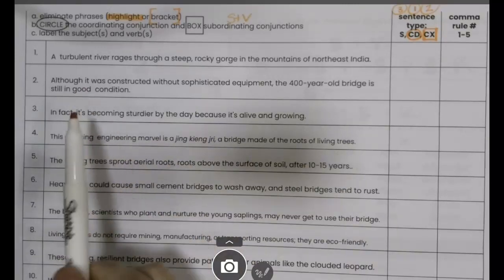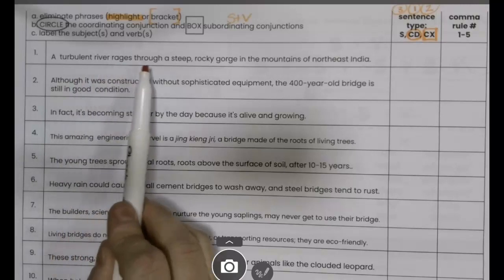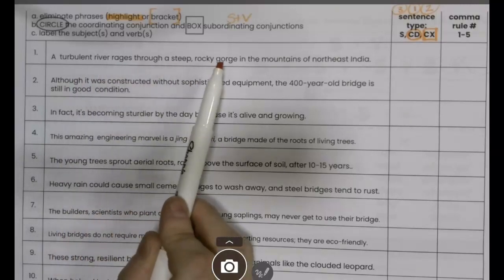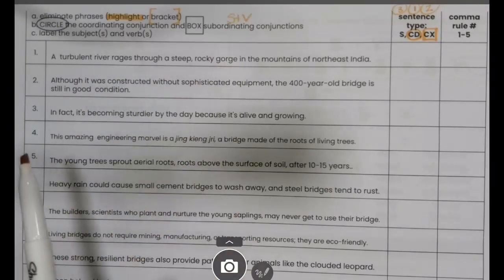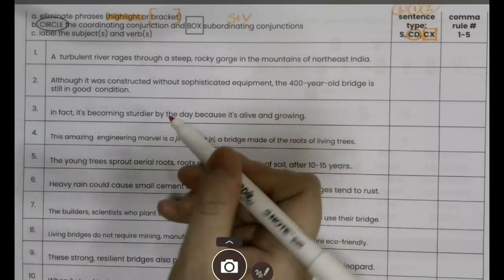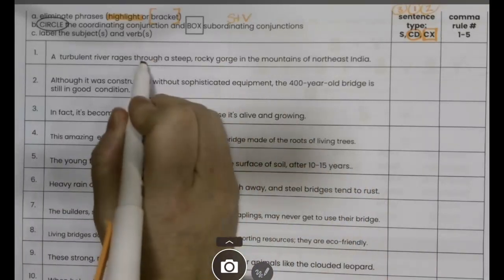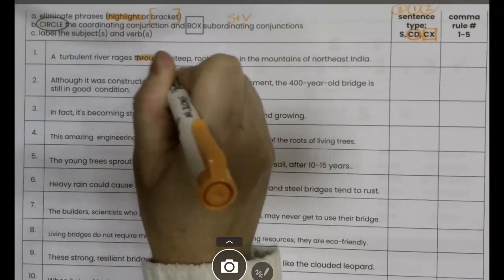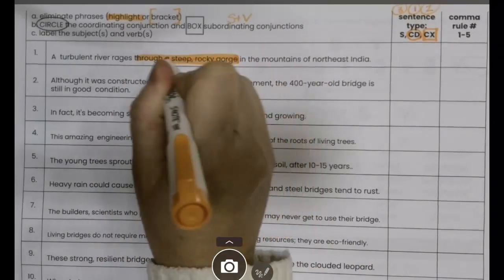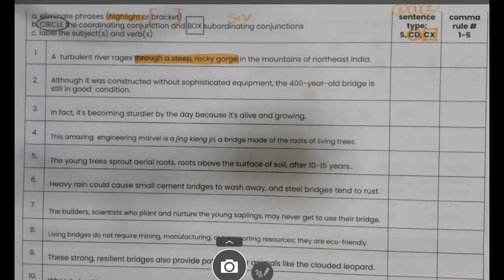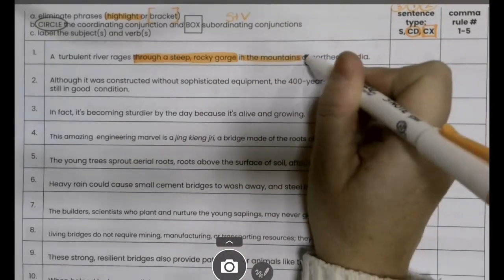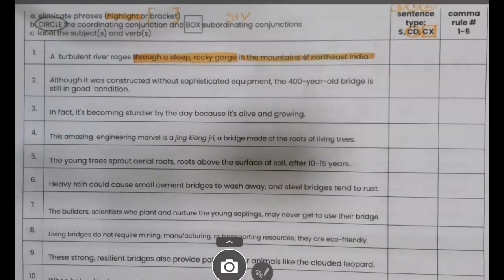So the first sentence says, a turbulent river rages through a steep rocky gorge in the mountains of northeast India. So I'm going to go through and find a preposition. I see through. Through what? Through a steep rocky gorge. I've got a noun with some modifiers. And then I see in the mountains and of northeast India.